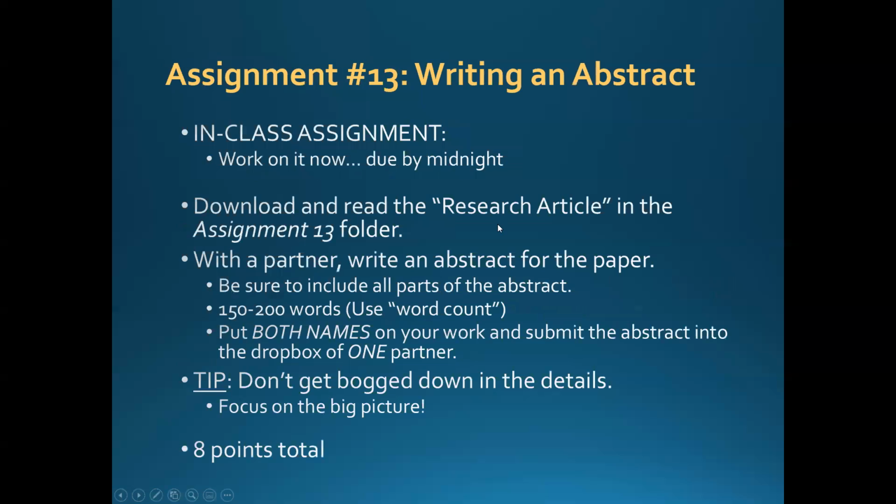All right, so assignment number 13, it's an in-class assignment. You're going to have the rest of the class to work on it, so you have 45 minutes to work on it in pairs. What you're going to need to do is download and read the research article in the assignment 13 folder, and then write an abstract for that paper. Be sure to include all the parts that I've been talking about in the abstract. 150 to 200 words. Use the word count feature in Word. If you don't know how to do that, look it up. I think it just tells you at the bottom left, honestly.